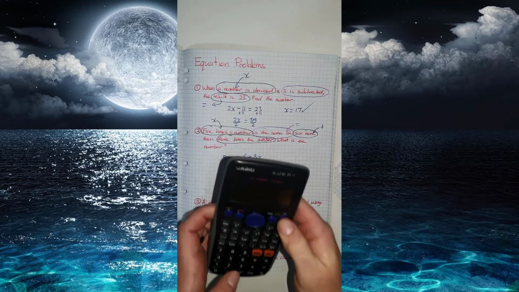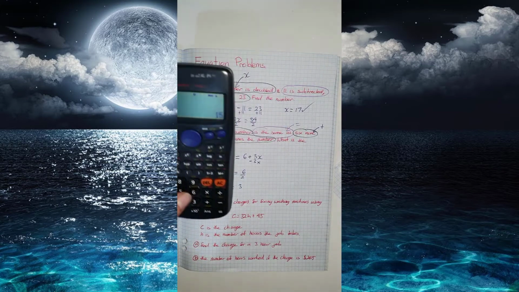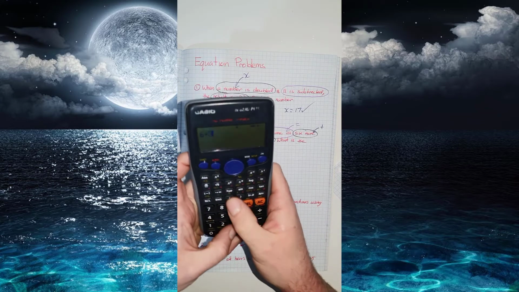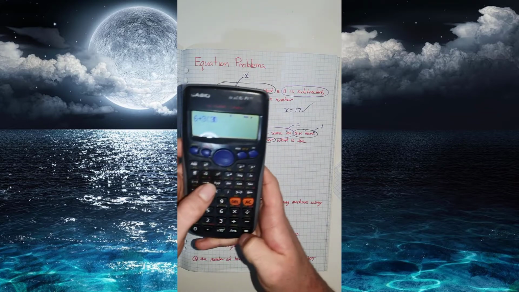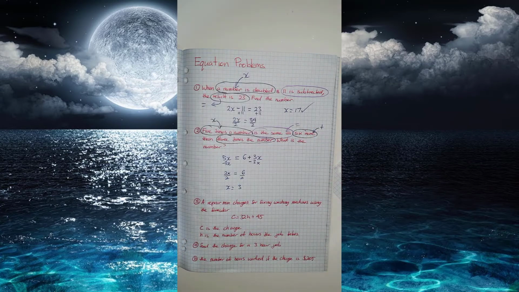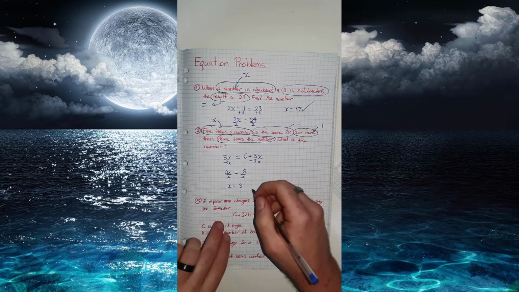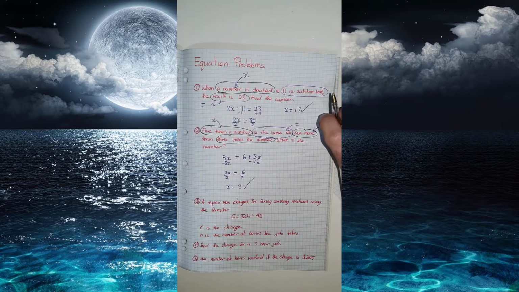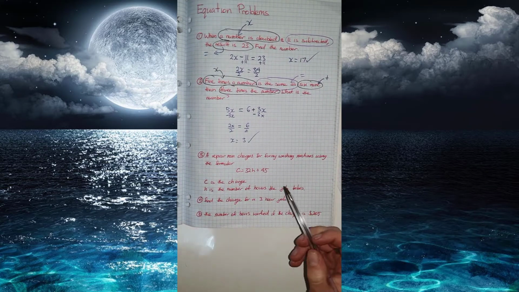Now all I need to do is substitute it back in. So 5 times 3 is 15, and 6 plus 3 times 3 is 15. I know that that is correct because 15 on one side equals 15 on the other side. So 3 is correct.